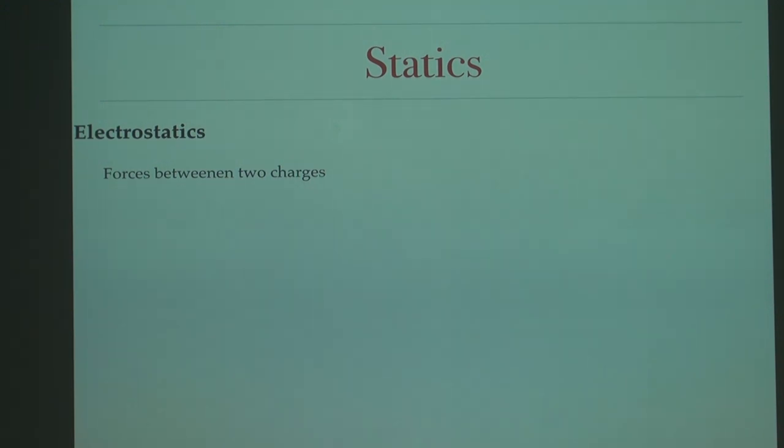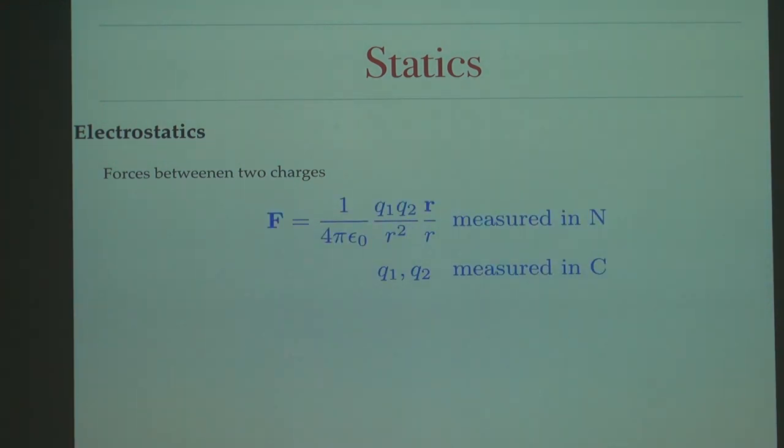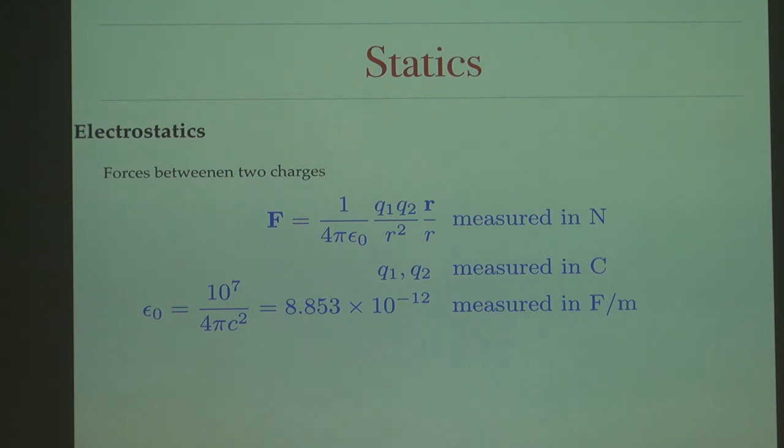The name was invented by Benjamin Franklin, and we know that the force between two charges is given by the Coulomb law. Q is the charge, R is the distance between them, and if we want to measure the force in newtons and the charge in coulombs, which is the legal unit system in this country, then this constant epsilon zero has the following value, and its proper units are farads per meter.